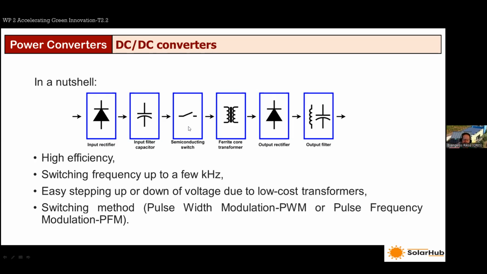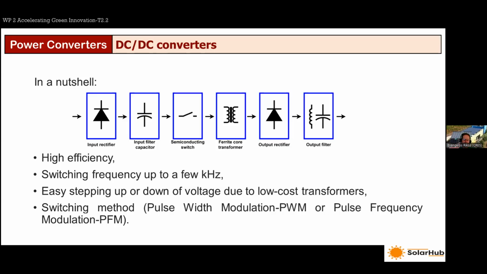The others, however, are often there. The semiconducting switch is always there, as I mentioned. There could be a transformer as well, depending on the topology of the converter, and an output rectifier again. There is always an output filter as well that is used to smoothen out the voltage ripple. And the most important characteristic of these converters is their high efficiency. The efficiency reaches levels above 95%.